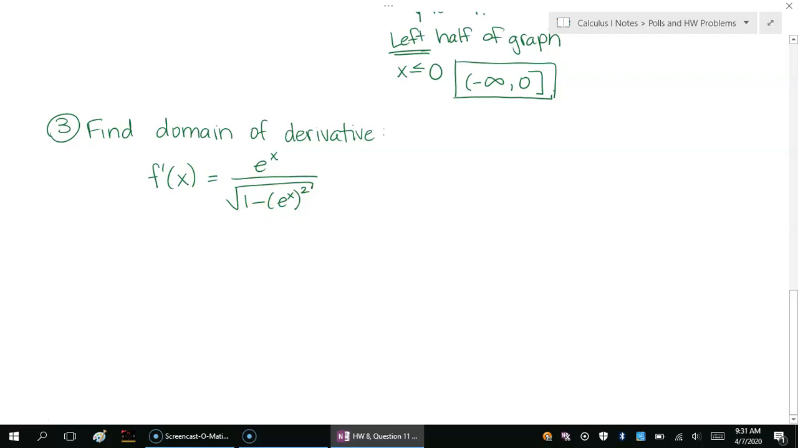Okay, so we want to think about what can go wrong. The first thing that can go wrong is I could end up dividing by 0. So I need to make sure that I don't divide by 0. Which really means that the stuff inside the square root can't be 0, because if I take the square root of 0, I get 0, and that means that I have 0 in my denominator. So that tells me that 1 minus e to the x squared can't be 0.